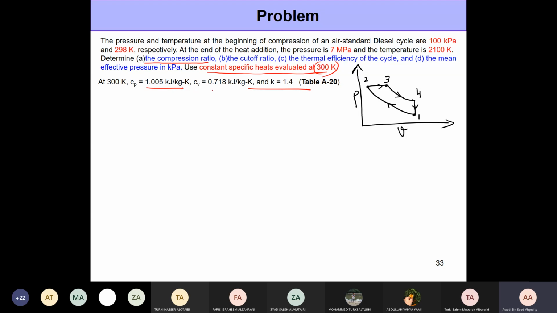All right. Now the question asks us about the compression ratio. You need to remember the definition of compression ratio and the cutoff ratio to understand how you need to proceed. Compression ratio is simply the ratio of maximum volume divided by the minimum volume within the cylinder. Here, since we are dealing with a closed system, instead of writing the volumes, we can write the specific volumes because the mass remains constant. So V1 is the maximum volume within the cylinder, and V2 is the minimum volume within the cylinder.